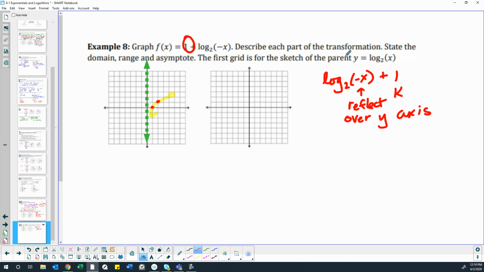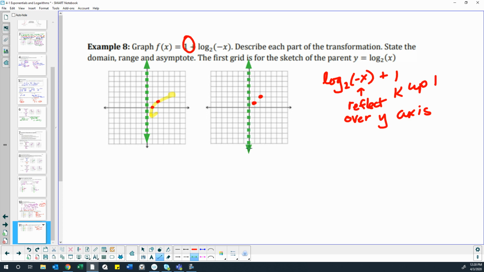All right. So we're going to state domain, range, asymptote. Let's go ahead and sketch this first. So we have our up 1 for k. So that means these points are going to move up 1. So the one at 1, 0 will move up to 1, 1, and the one at 2, 1 will move up to 2, 2. We still have our asymptote right here.